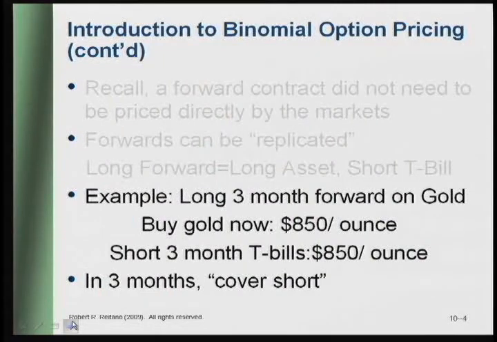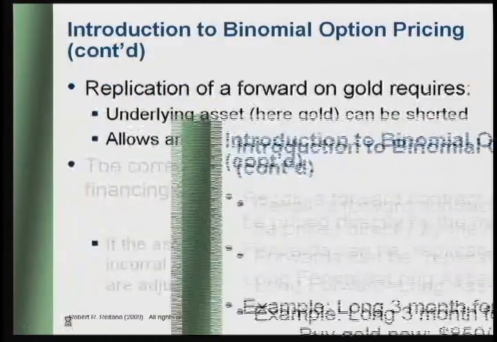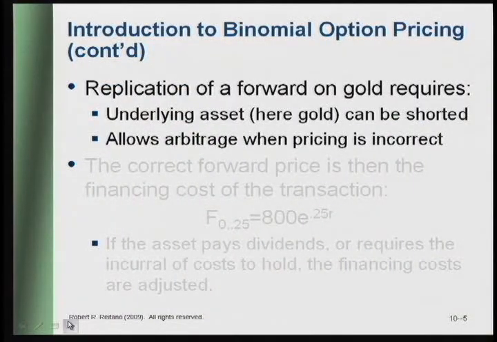As an example, we can create a long 3-month forward on gold by buying gold in the spot market, shorting T-bills, and in 3 months covering the short. So the cost in 3 months of gold will in fact be nothing more than the financing cost. This replication idea works with gold because gold is what is sometimes referred to as an investment asset. Namely, it's an asset that many investors hold in inventory for accumulation or investment purposes.